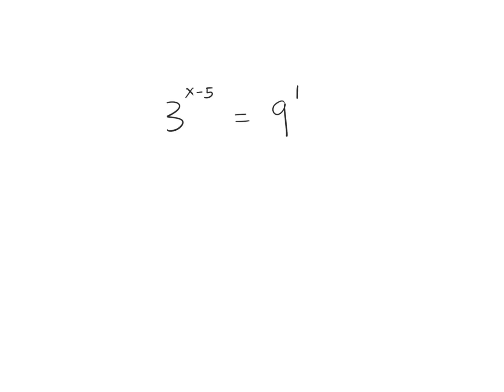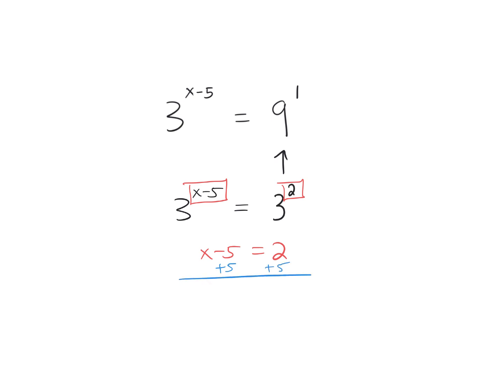Now when you look at this problem, I have exponents, but the bases are not the same, so I cannot do what I did in the last problem. However, 9 can be written as 3 squared. So if I do that, then I see that I've got 3 to a power equals 3 to a power. So I can set x minus 5 equal to 2. They must represent the same quantity. And to solve that, I just need to add 5 to both sides. And my answer is x equals 7.